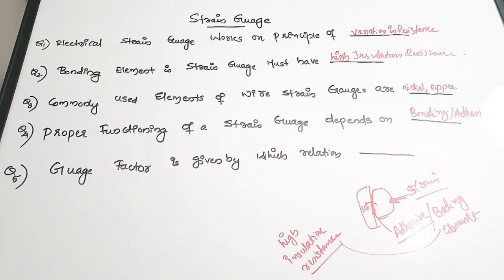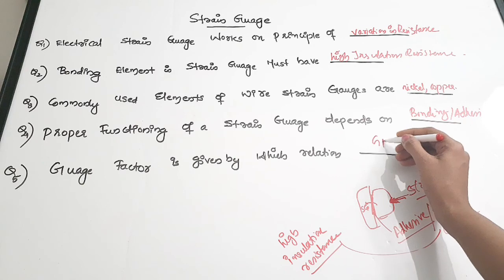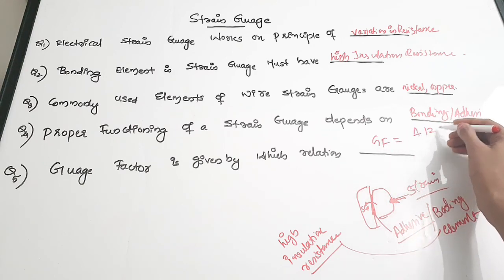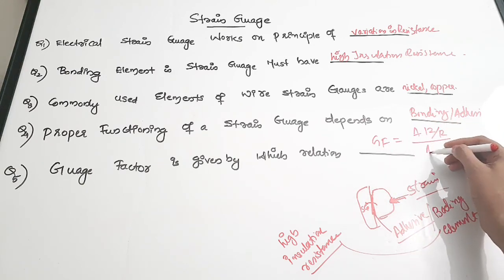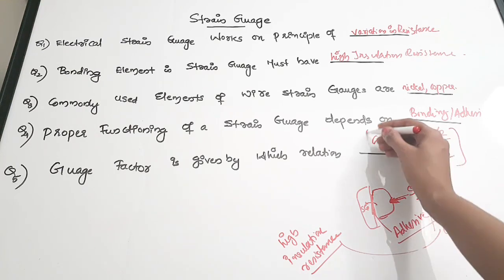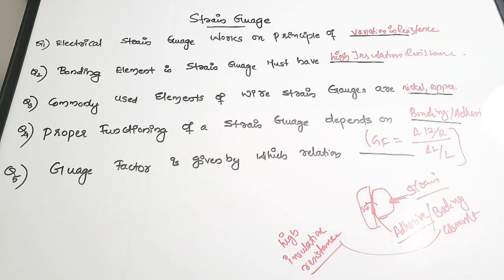Next is a relation. We have already discussed the relation. Gauge factor is given by which relation? I'll directly write the answer. So gauge factor GF is equal to delta R by R divided by delta L by L. We have already discussed this. Delta R is the change in resistance. R is the original resistance. Delta L is the change in length. L is the original length. So delta R by R divided by delta L by L is the gauge factor of a strain gauge.